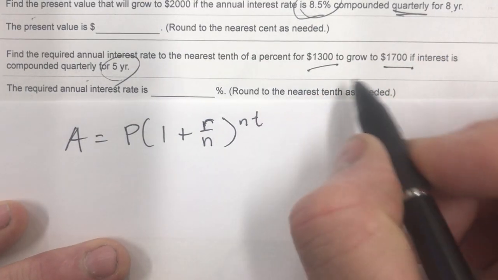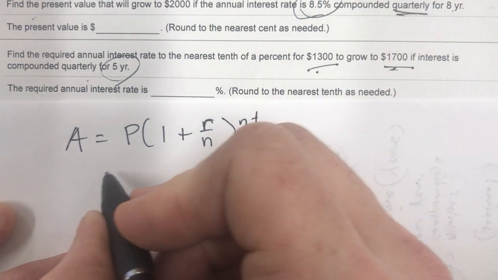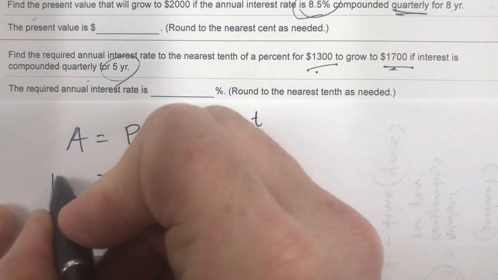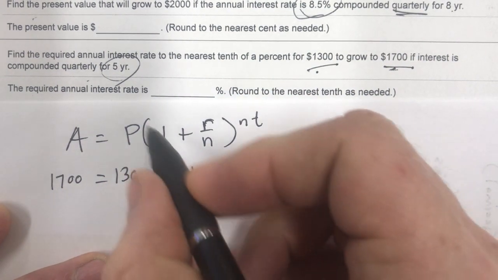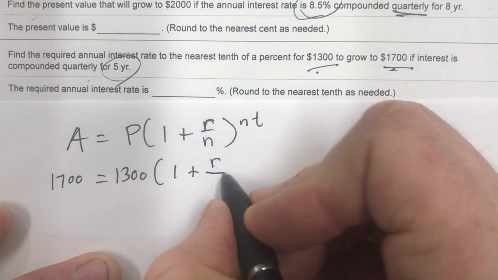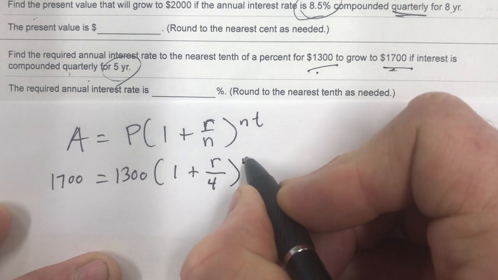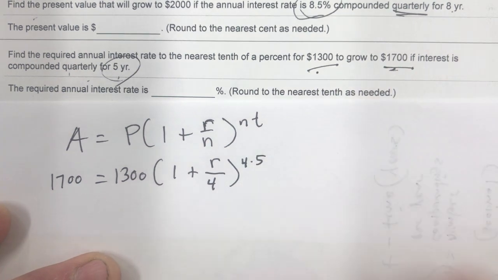It tells us the present value and the future value. So the present value is 1,300. It's going to grow to 1,700. This is my accumulated value. The rate here, that's what we want to find. We don't know the rate. But it's compounded quarterly, which means n is 4. And this is 5 years, so this is 5.